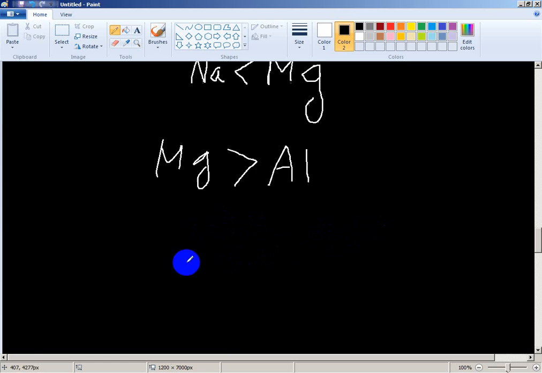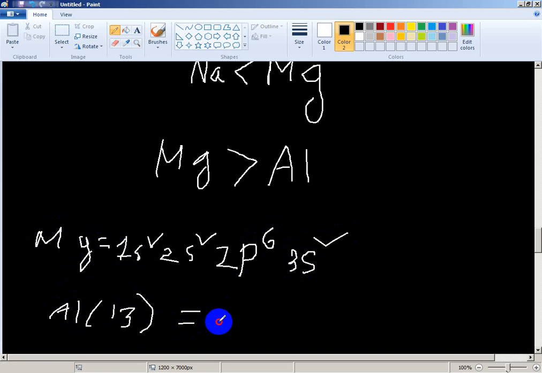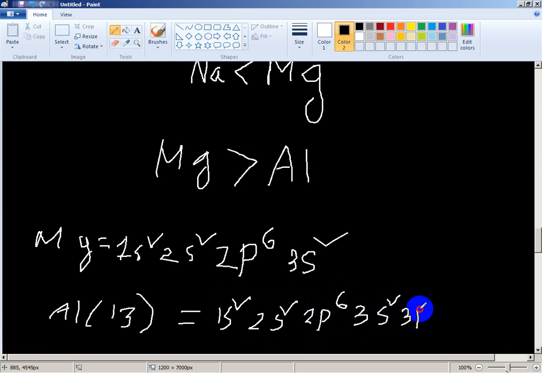Because look, magnesium, atomic number 12, has electronic configuration 1s2, 2s2, 2p6, 3s2. This is magnesium. And for aluminum, 13, this is 1s2, 2s2, 2p6, 3s2, and 3p1.